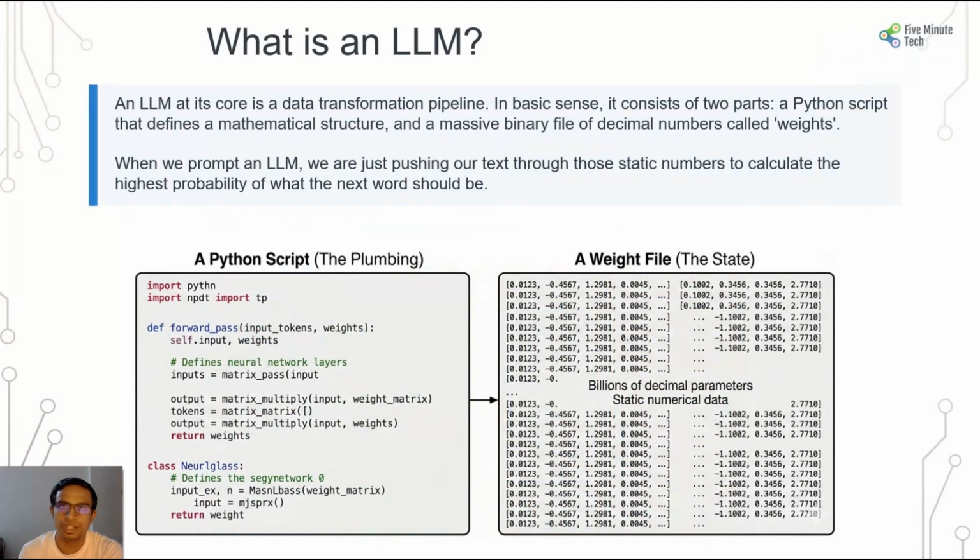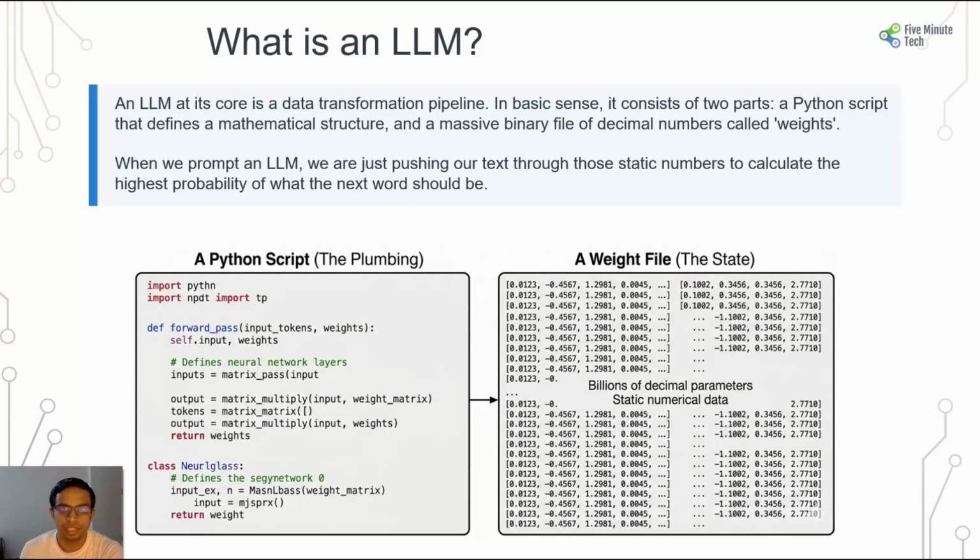So first of all, to build an LLM, we need to understand what we mean by LLM. An LLM at its core is a data transformation pipeline, and in a basic sense it consists of two parts: a Python script that defines the mathematical structure and a massive binary file of decimal numbers called weights. When we prompt our LLM, we are just pushing our text through those static numbers to calculate the highest probability of what the next word should be.